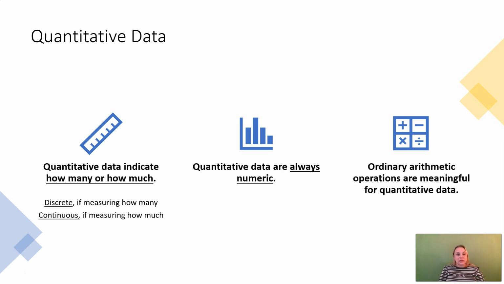When we're looking at quantitative data, we're talking about how much or how many. And so they can either be discrete values that are measuring how many, or they can be continuous values that are measuring how much. Our quantitative data is always going to be numeric, and we can do any ordinary arithmetic operation and have meaningful results when we're using quantitative data.